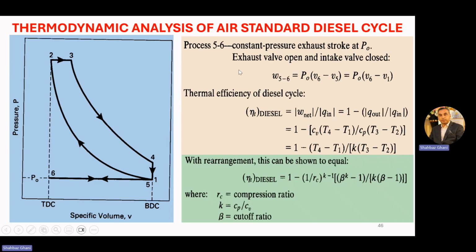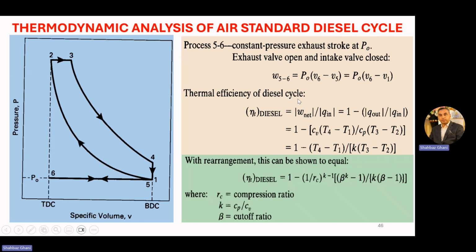Now process 5 to 6. This one, from process 5 to 6, is the constant pressure exhaust stroke at P naught. Constant pressure P naught, exhaust valve open, intake valve closed. So the specific work done from 5 to 6 is P naught times V6 minus V5. So P naught times V6 minus V1, specific volume.